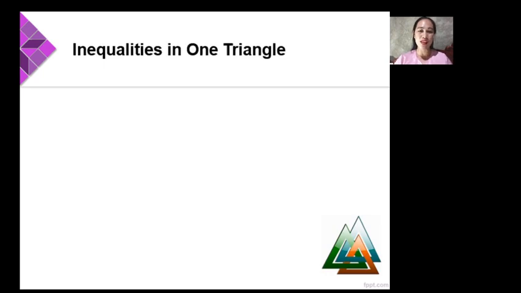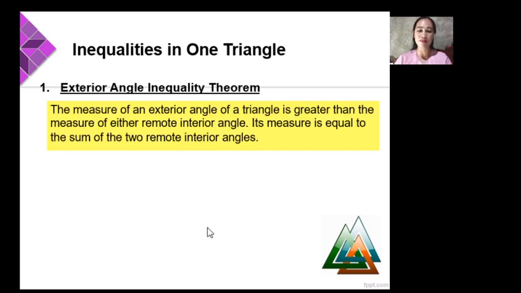To illustrate inequalities in one triangle, we have the following theorems. The first theorem is the exterior angle inequality theorem. It states that the measure of an exterior angle of a triangle is greater than the measure of either remote interior angle. Its measure is equal to the sum of the two remote interior angles.